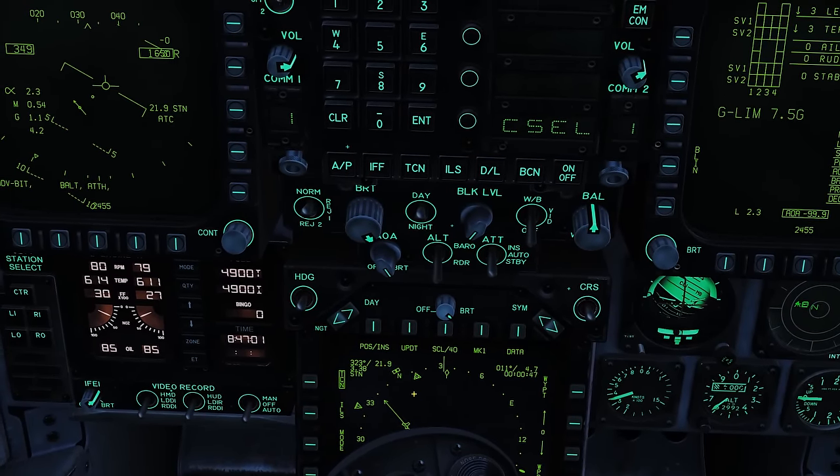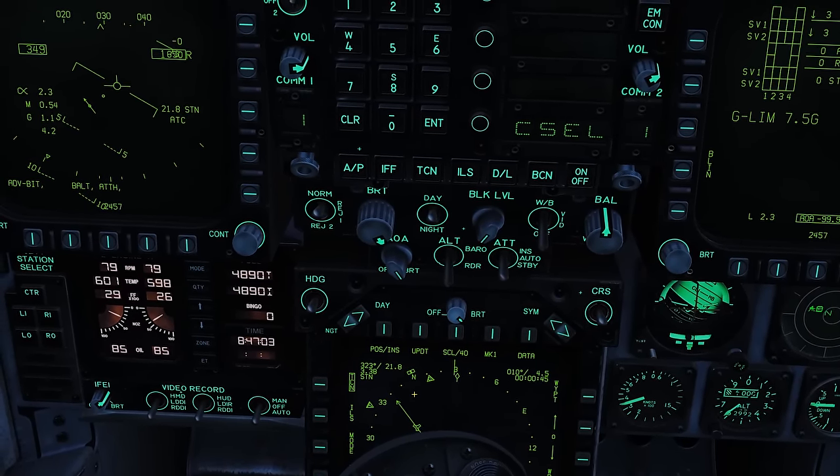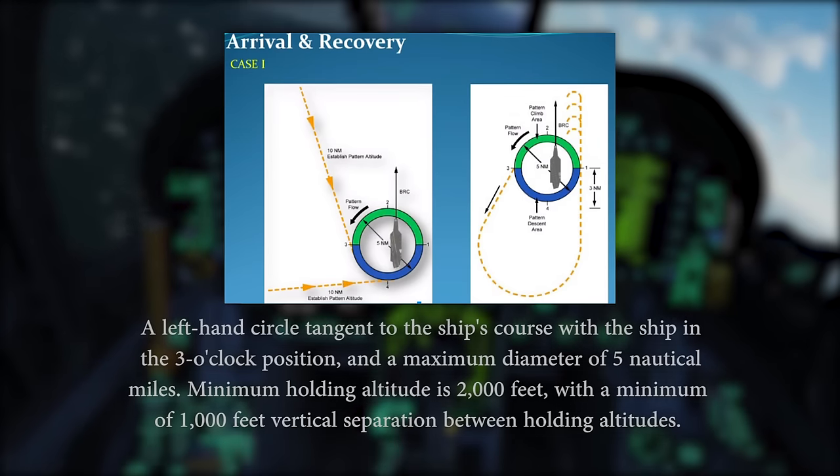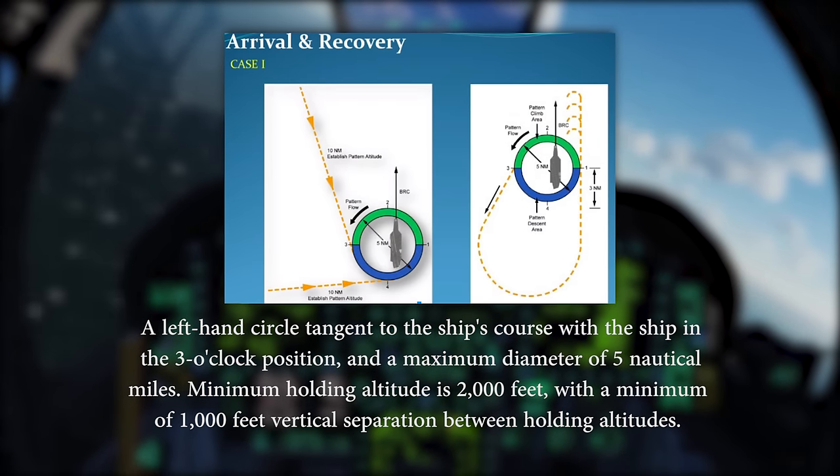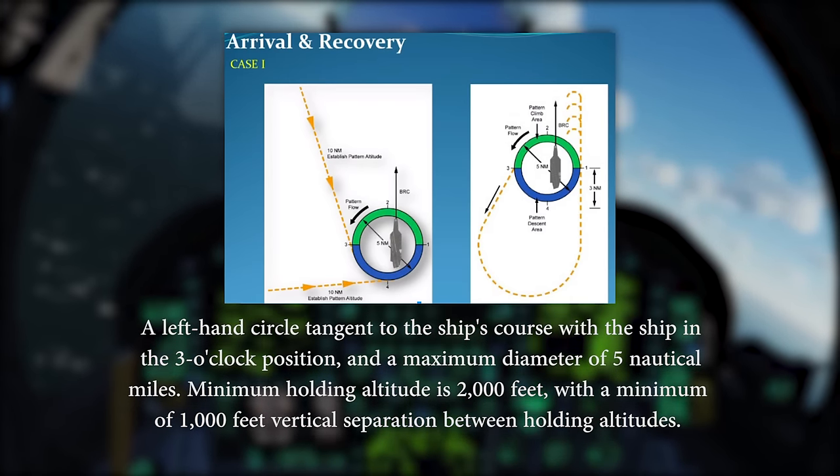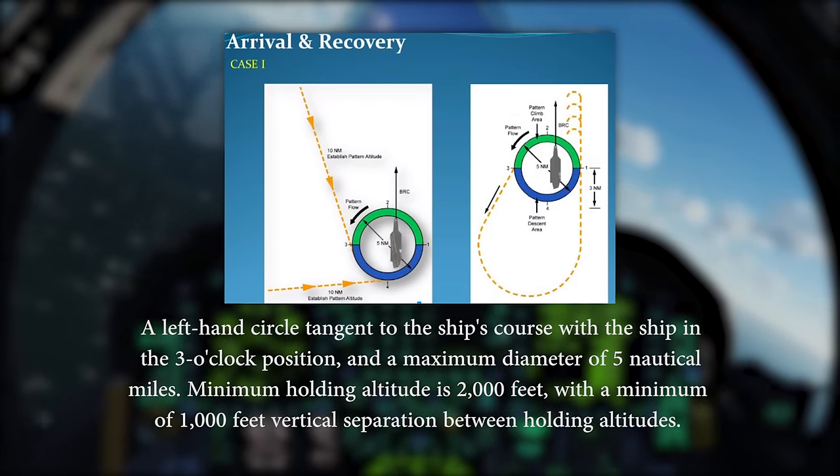So with this information, we can move into the holding pattern, which basically looks like this. Oh, no, wait, sorry, wrong holding pattern. It's this one. The holding pattern is defined as a left-hand circle tangent to the ship's course with the ship at the 3 o'clock position and a maximum diameter of 5 nautical miles.